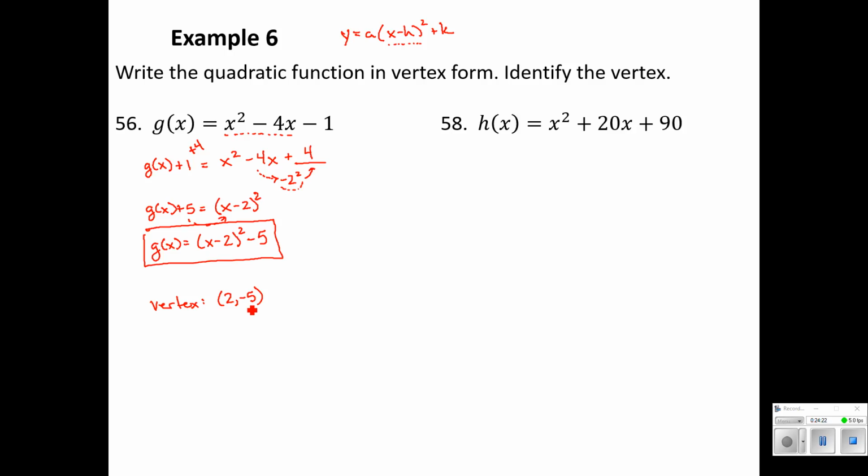Just tying this new process in with what we've already learned in chapter 2. All right, let's try the same process in 58.